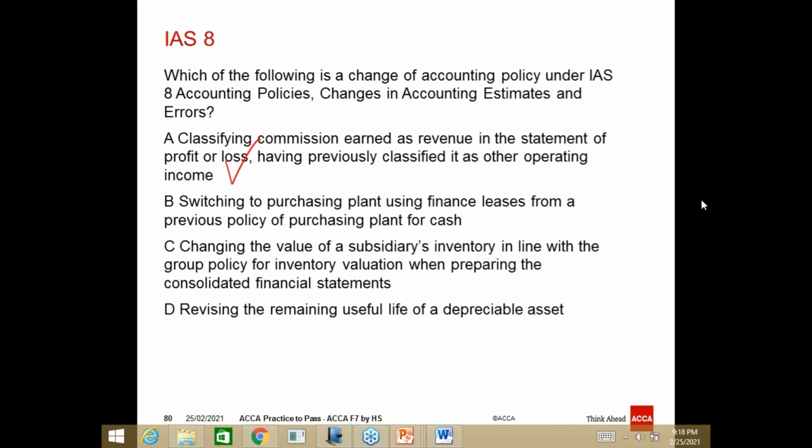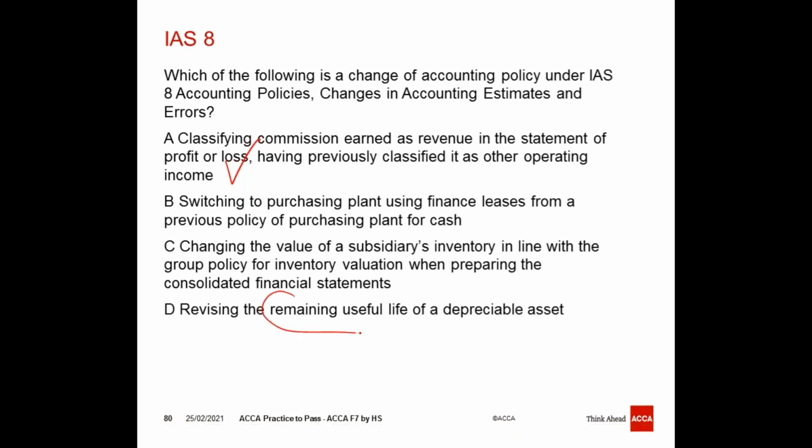An accounting estimate is something that involves the future. Like the future useful life of the asset is an accounting estimate, scrap value is an estimate, net realizable value is an estimate, method of depreciation is an estimate. So whenever you're talking about an accounting estimate, there must be something that involves future estimation, future predictions, future valuations. So revising the remaining useful life of an asset is an accounting estimate.